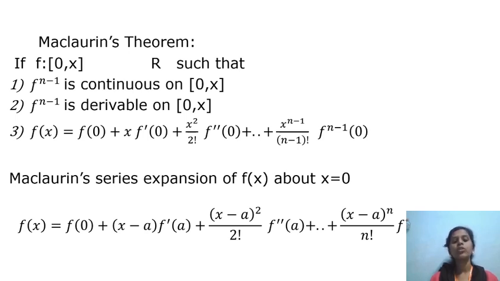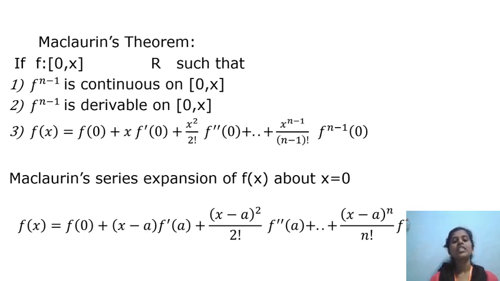Third, if these two conditions are satisfied, then we move to the third step, which is f of x equals f of 0 plus x into f dash of 0 plus x square by 2 factorial into f double dash of 0 plus and so on plus x to the power of n minus 1 by n minus 1 factorial into f to the power of n minus 1 of 0.